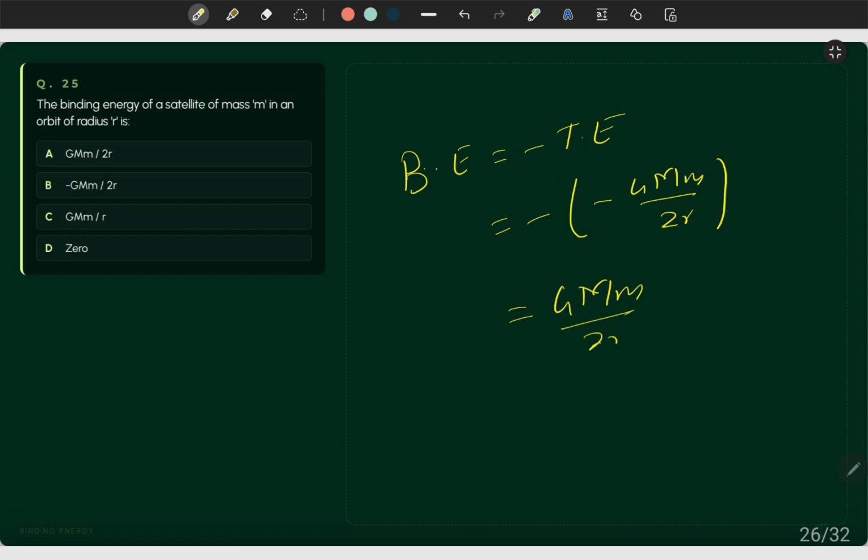Question number 25. The binding energy of a satellite of mass m in an orbit of radius r. So the binding energy is the negative of total energy, and we know that total energy is negative GMm by 2r. So GMm by 2r is the binding energy of the satellite. Option is A.